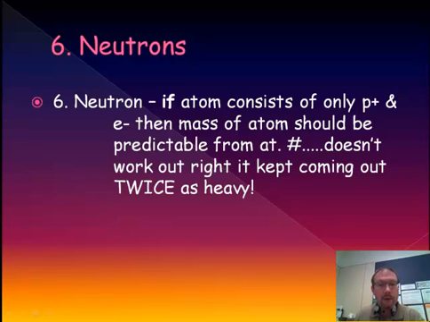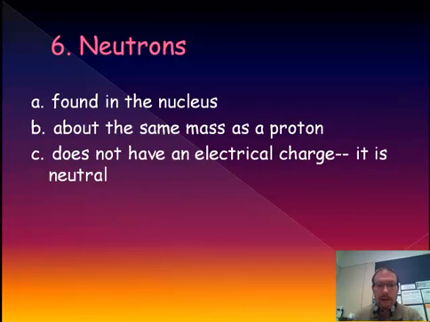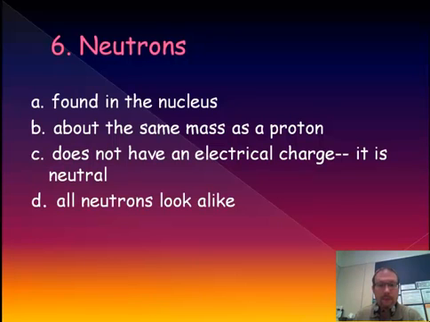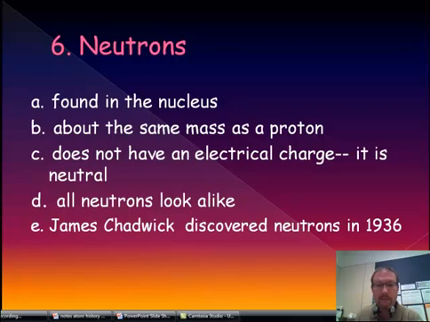However, when they started doing tests using a mass spectrometer to determine the masses of atoms, all of these atoms kept turning out roughly twice as heavy as they theoretically should have been. So scientists knew that there had to be something else accounting for the mass of the atom besides just the proton. It was discovered by a scientist named James Chadwick in 1936. So it was the last of the 3 particles that we knew existed.